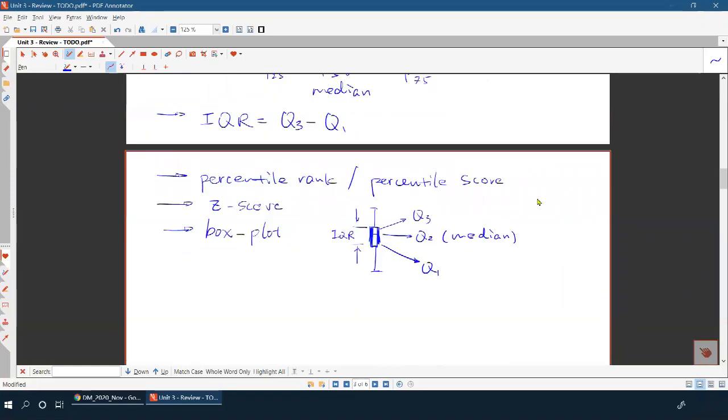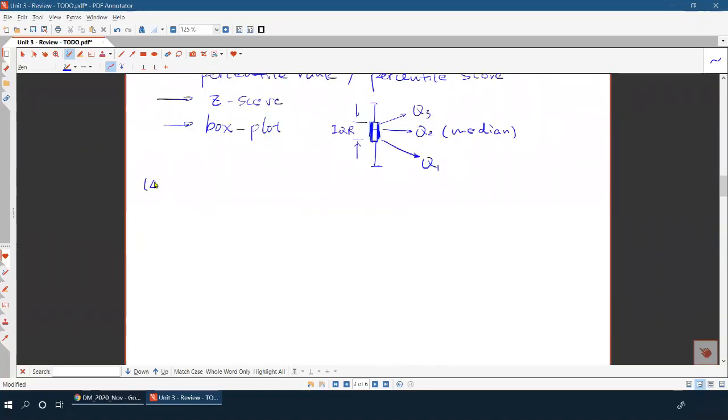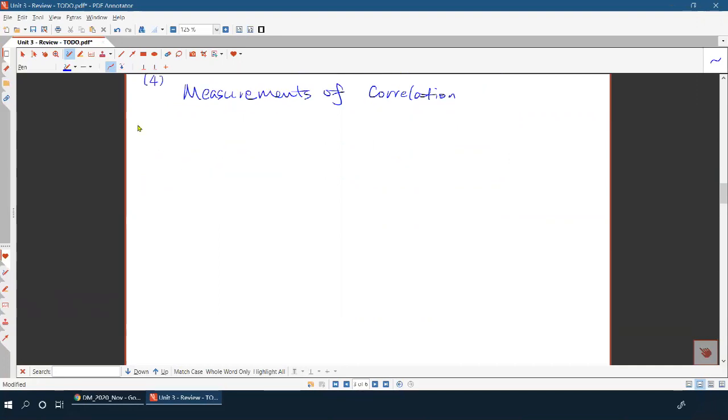Next type of measurements is measurements of correlation of two variables. First, we studied how to calculate the covariance between two variables. Okay.